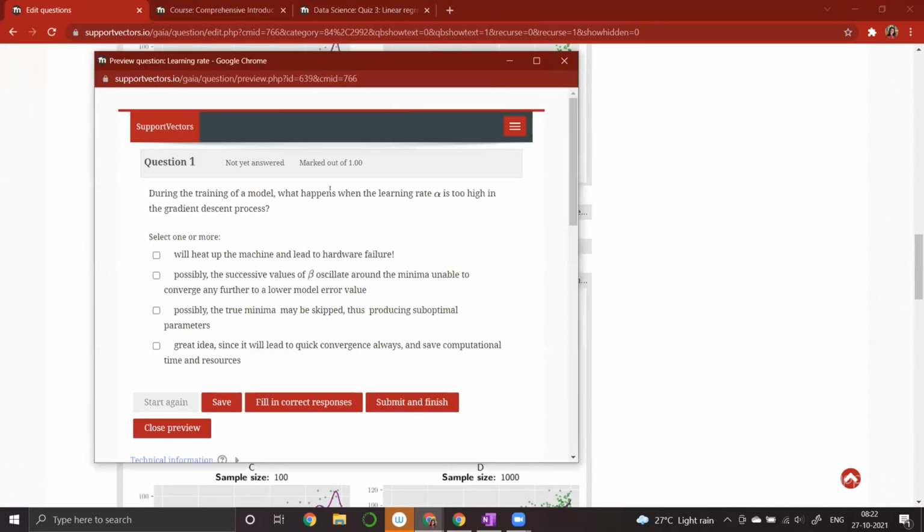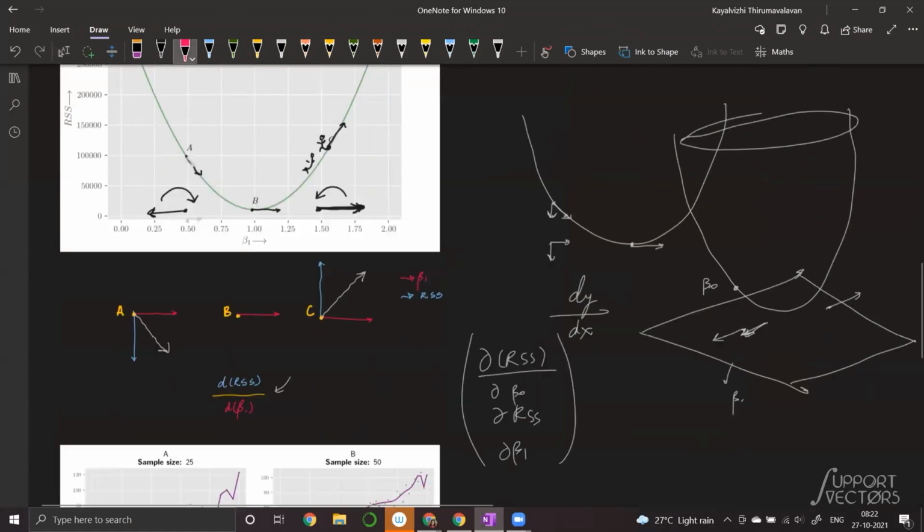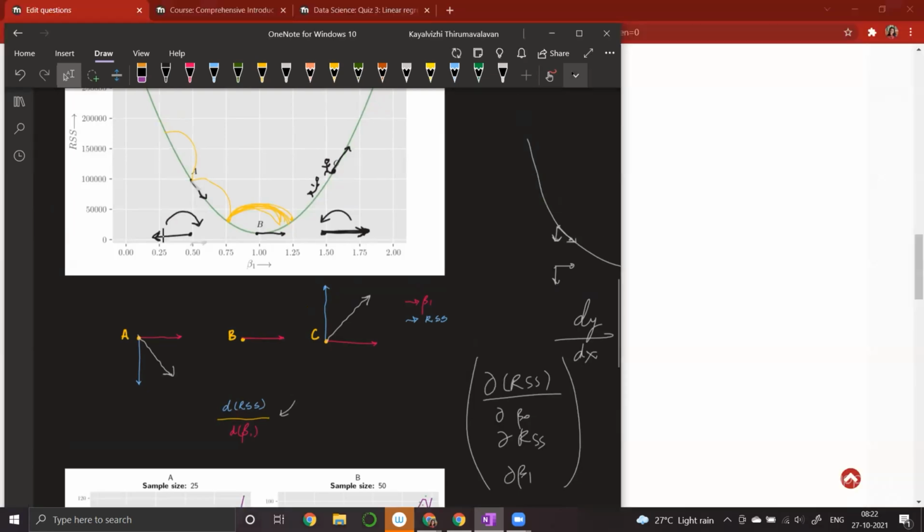During the training of a model, what happens when the learning rate alpha is too high in the gradient descent process? So will it heat up the machine and lead to hardware failure? No. Possibly the successive values of beta oscillate around the minima, unable to converge any further to a lower model error value. So this is true, because if we have a large learning rate, we'll sort of jump like this. If I jump like this, I'll come here and then I'll go back here again, and I'll keep jumping around the actual minima, and I wouldn't be able to converge if I don't reduce the learning rate.